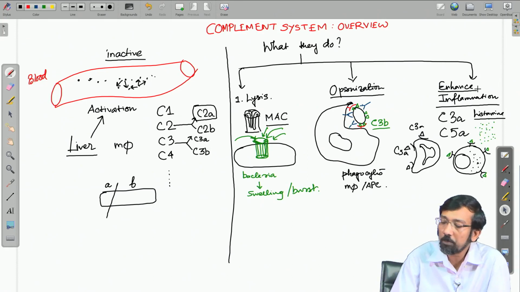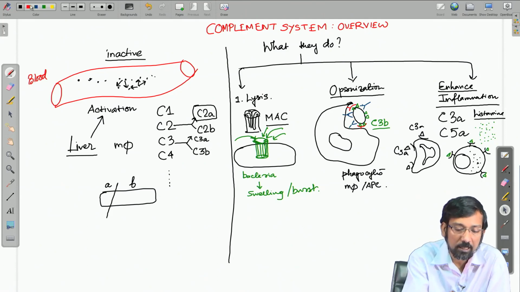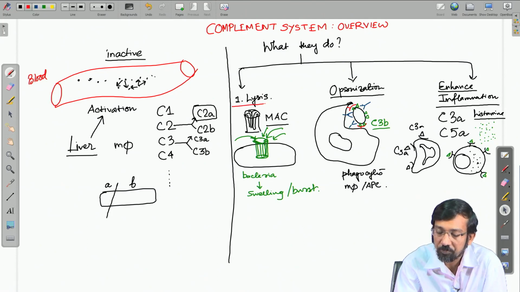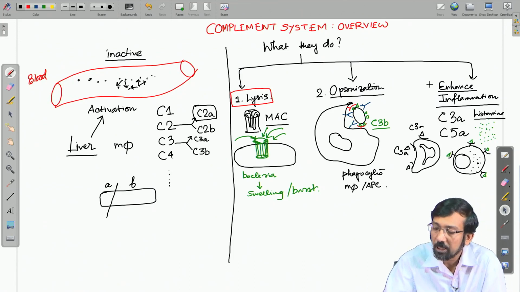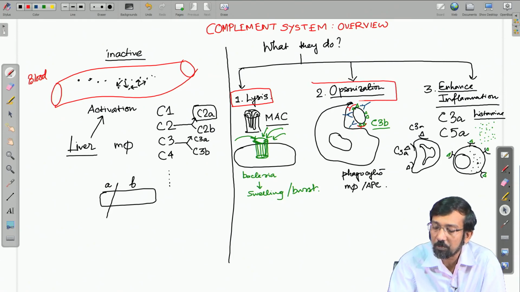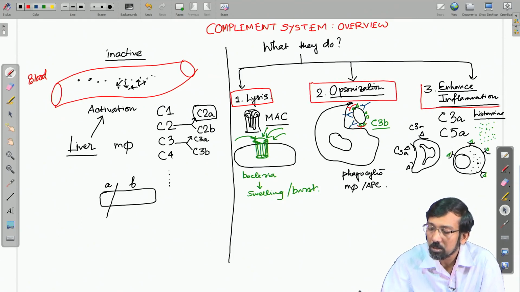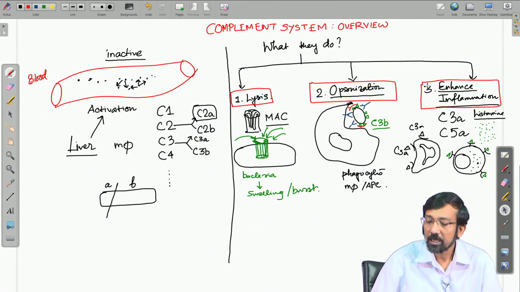So, what do these complement proteins finally do after they have been cleaved? They finally do these main three things. One is cell lysis, second is opsonization, and third is enhanced inflammatory responses. So, these are the three major functions that the complement proteins can do.